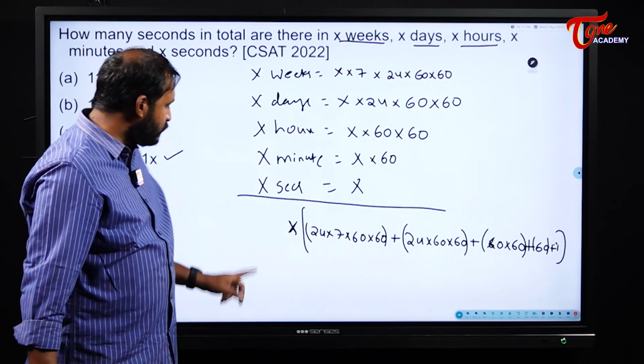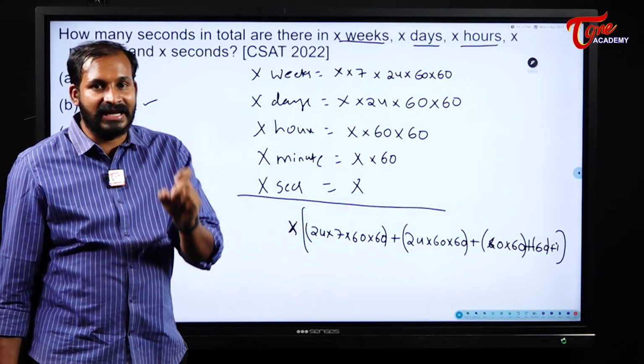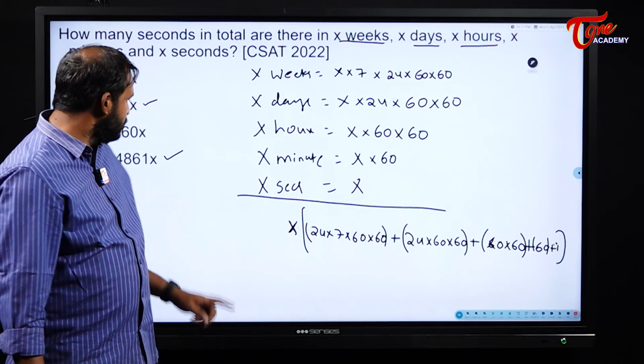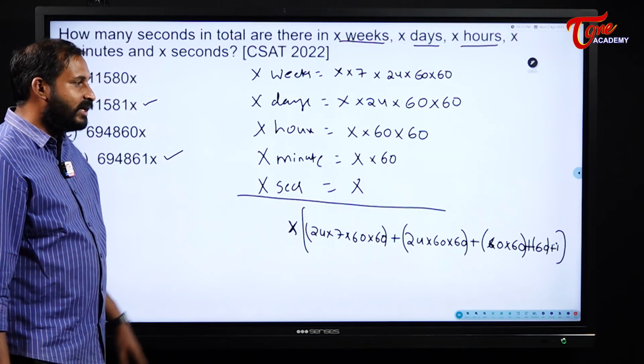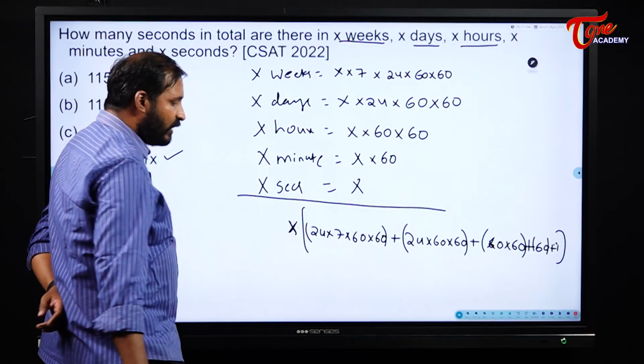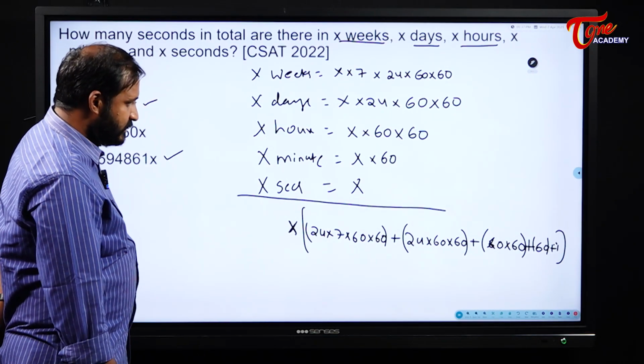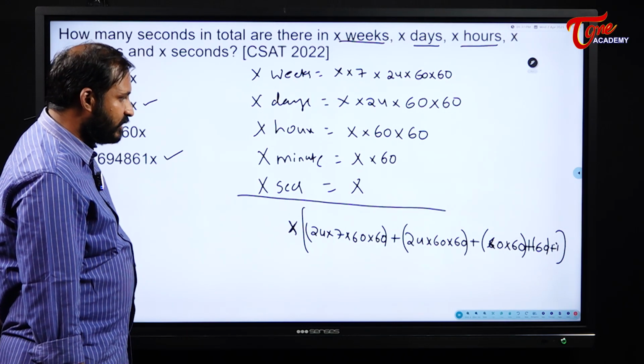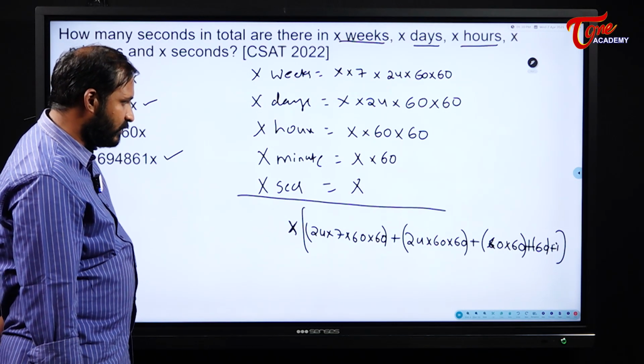So x into 1, what you will get? X at the last, and for that 1x. So the chances for this is very, very high. We will try to prove it. Now see here, 24 7s are, or else you can also take this 60, 60, 60 is also common.